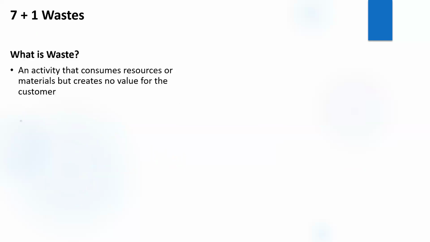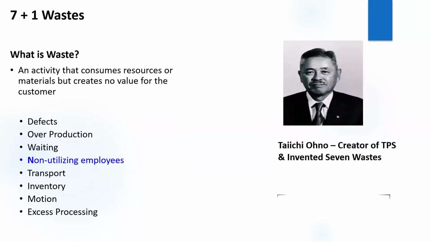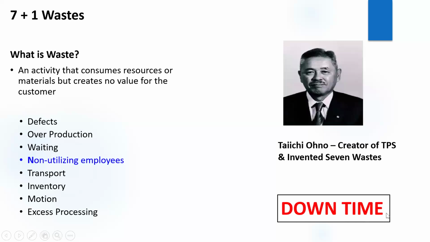Now, as there are 7 plus 1 waste, earlier the word was TIMWOOD. Now the word is DOWNTIME. So either you can use the word TIMWOOD or DOWNTIME. Some people say TIMWOODS, where S stands for skill, not utilizing the skills of employees. I am writing in the chat box. The original waste you can remember as TIMWOOD. That is the original: T means transportation, inventory, motion, waiting, overproduction, overprocessing, and defects.